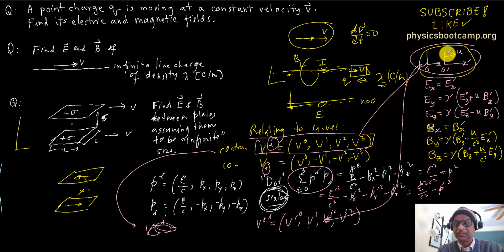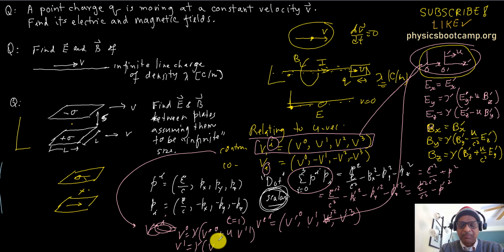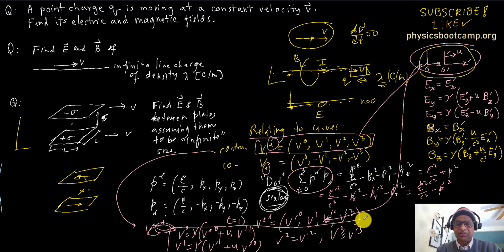If I take c equal to 1 unit, then v0 equals gamma times v prime 0 plus u v prime 1, and v1 equals gamma times v prime 1 plus u v prime 0, and then v2 equals v prime 2, and v3 equals v prime 3. So this is the transformation which we call the Lorentz transformation.